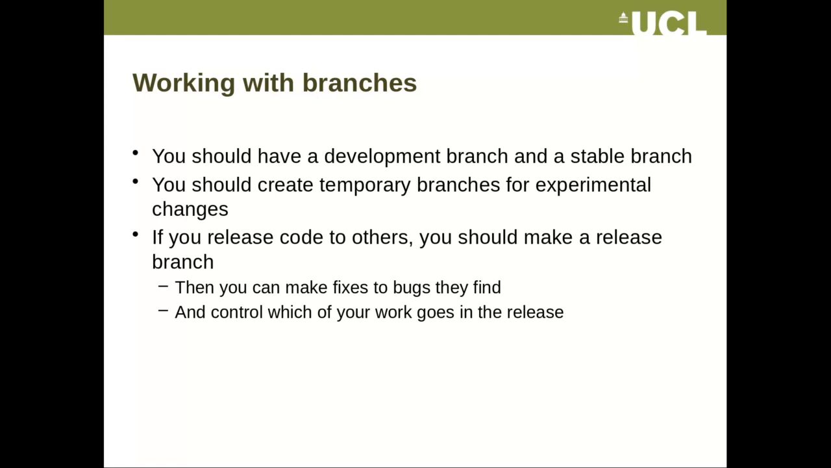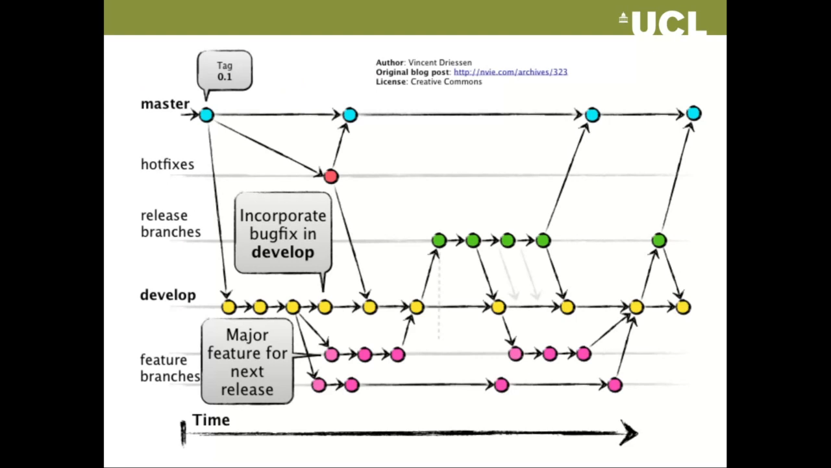So you should create temporary branches for experimental changes, and if you release code to others, you can choose to make what you call a release branch, or you can keep the master branch as your set of release branches. That's my preference. I like to make the master branch where all the released versions go.